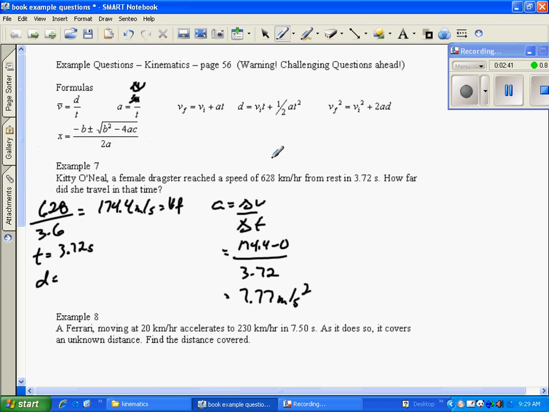That doesn't seem quite right. I'm looking at the wrong value here, aren't I? What should it be? 46.9. Yeah, that's way more. I was looking at the next one, I was looking at example 8. 46.9. Right here. Delta V, change in velocity.